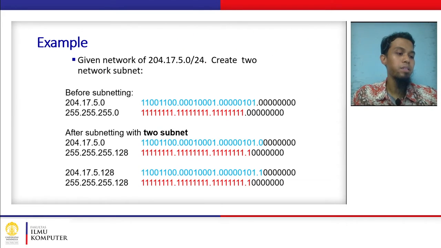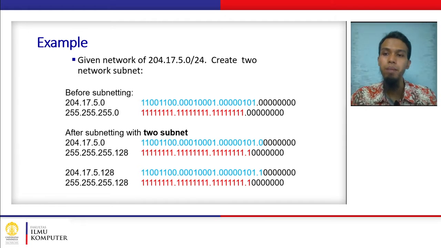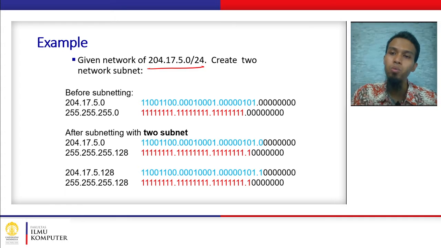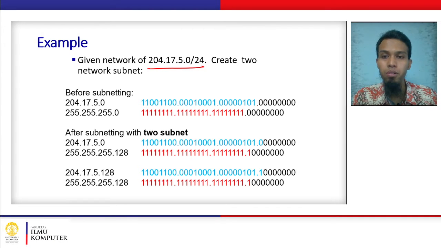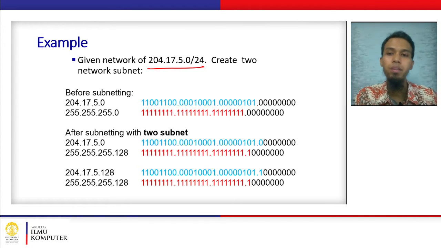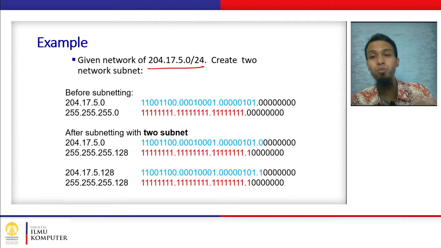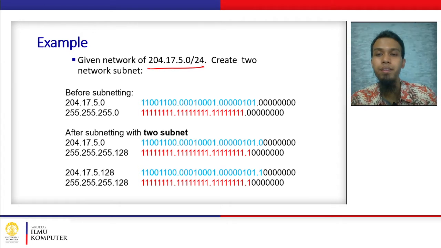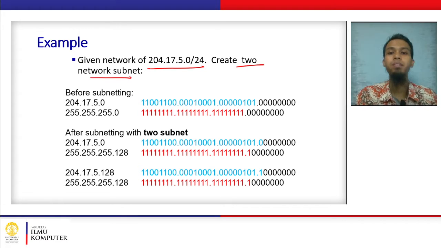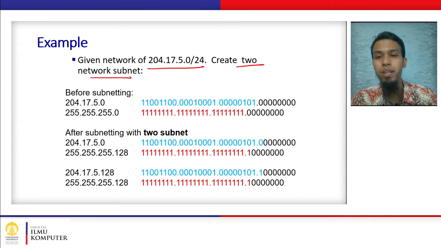All right, let's go into real examples. For example, we have this network address, 204.17.5.0/24. Basically, we have three octets as the network part, and only one octet for the host part. Then we are asked to create two subnets. How many bits do we need to create two subnets? We need 1 bit.